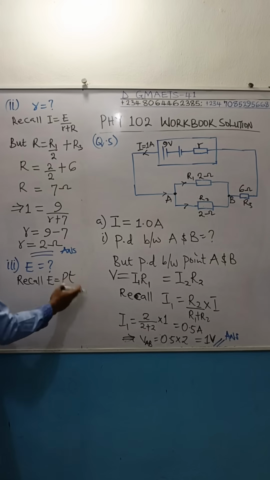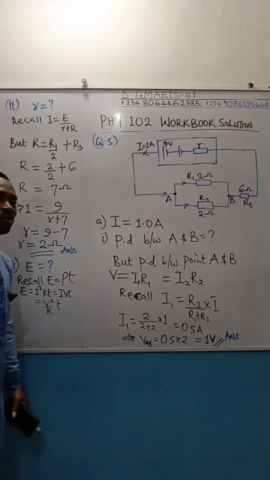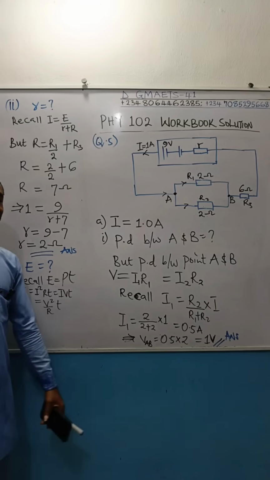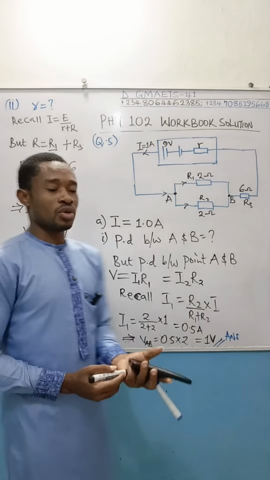Energy is equal to PT. Or you can say E is equal to I squared RT, and that's also equal to IVT. And that's also equal to V squared over R times T. These four formulas are used for calculating power. The one you use depends on the values given to you in the question.